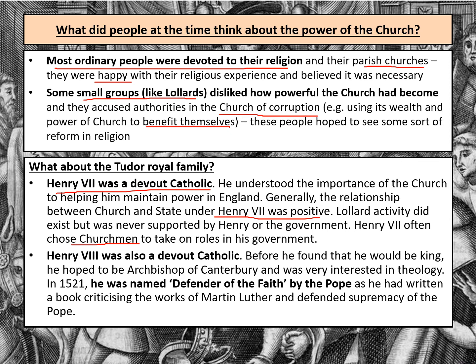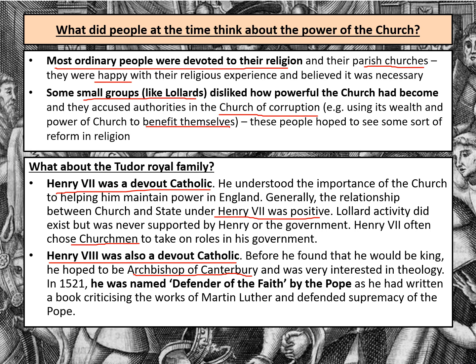Henry VIII, his son, was also a devout Catholic. Again, that means he was very committed to being a Catholic. He actually wanted to be the Archbishop of Canterbury. He had an older brother called Arthur who was meant to be king, so Henry VIII didn't know he was going to be king, and instead he wanted to be Archbishop of Canterbury. Unfortunately, his brother died and he had to step up and become king.